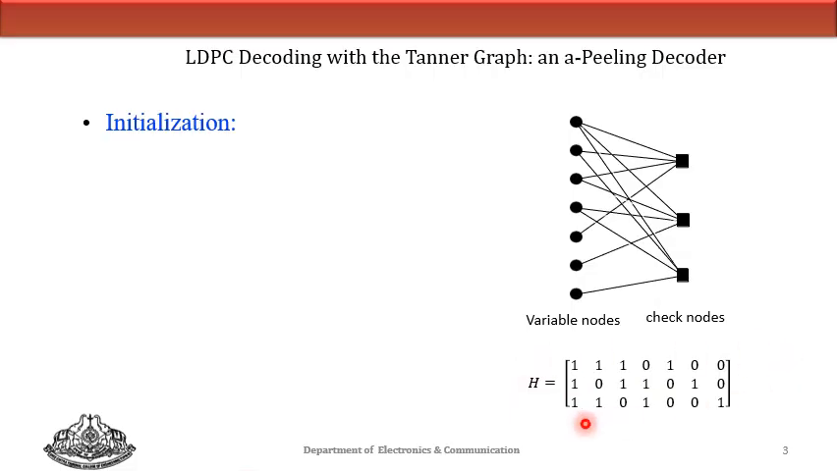Let me consider this as the parity check matrix. Based on this parity check matrix, as I discussed earlier, this is the Tanner graph corresponding to this particular H matrix. You can see there are three rows, so three check nodes will be there. Since there are seven columns, seven variable nodes are here. And the first row decides the connections towards the first check node: V1 plus V2 plus V3 plus V5.